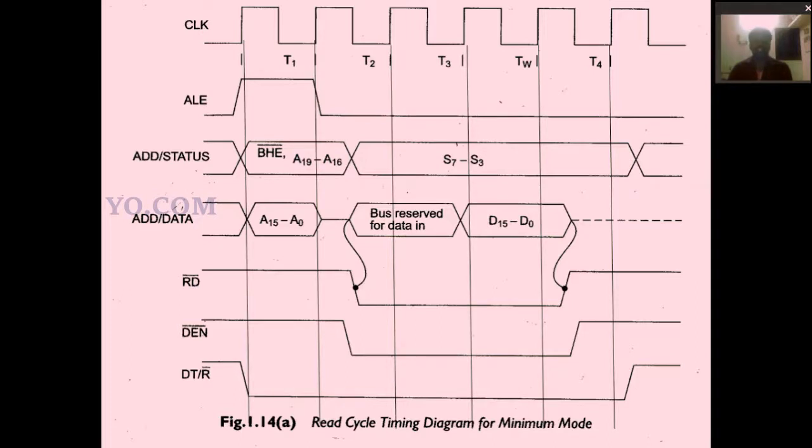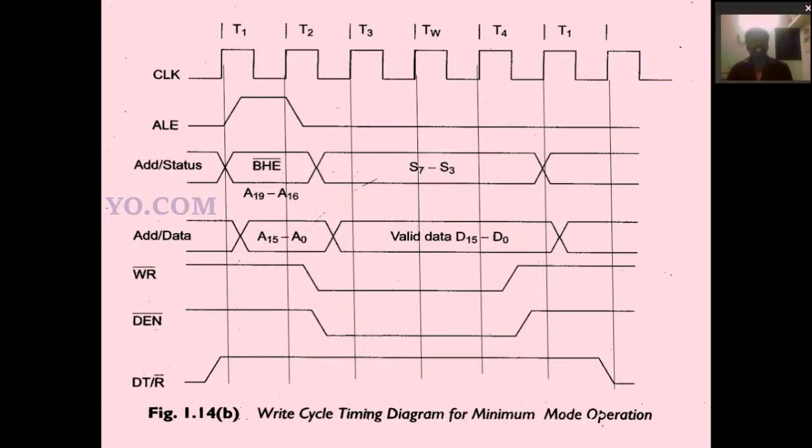Okay, right. So at T2 the same process, and RD bar and DEN bar both are enabled. Okay, then at T4 all the control signals are disabled, so the process is closed and it is ready for the next operations. Okay, this is the read cycle of minimum mode. Next one is the write cycle.